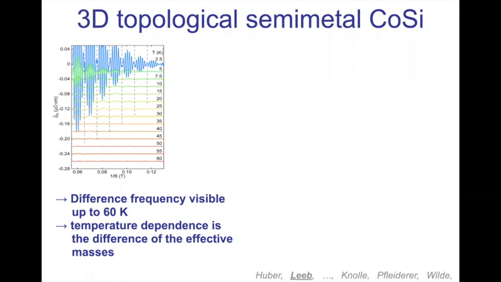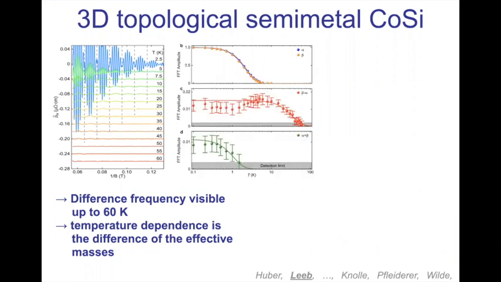And if you go to the raw data at higher temperatures, you can see there's only one slow oscillation which survives these high temperatures. And this slow oscillation has minima exactly at the nodes of the beating pattern. So this is exactly the difference frequency, which you can see already in the raw data up to 60 Kelvin. Now, if you take a little bit more of a quantitative approach, you can really determine the effective mass of the difference and the sum. And you can see that it nicely corresponds to our theoretical predictions.